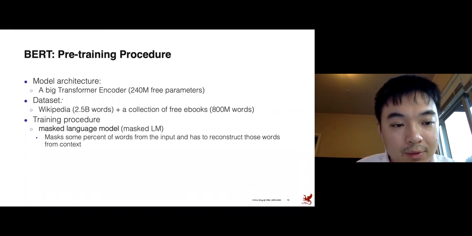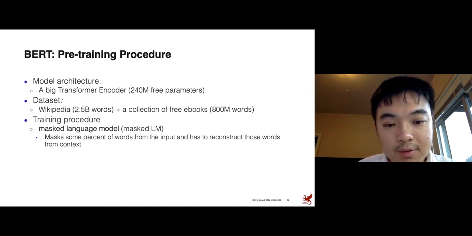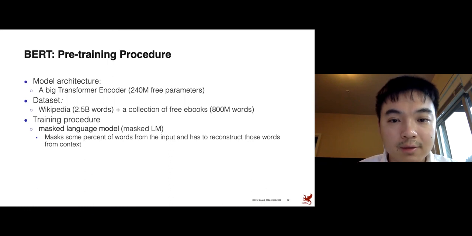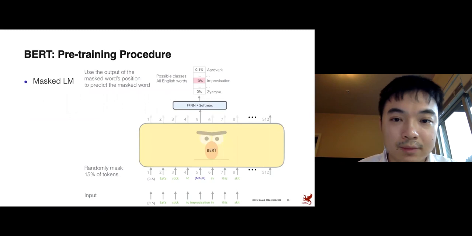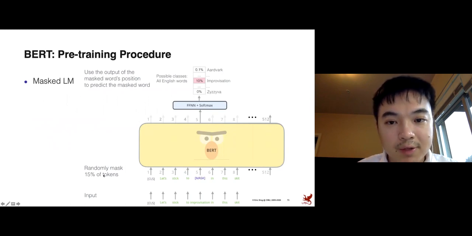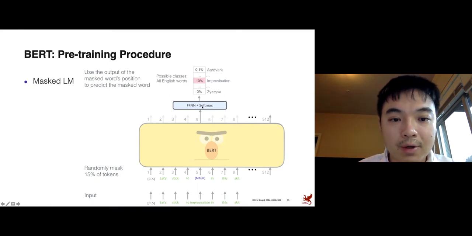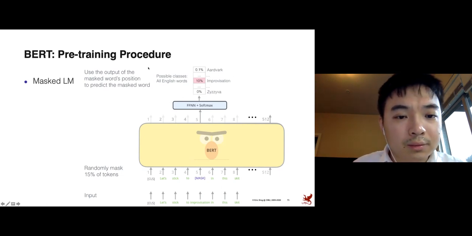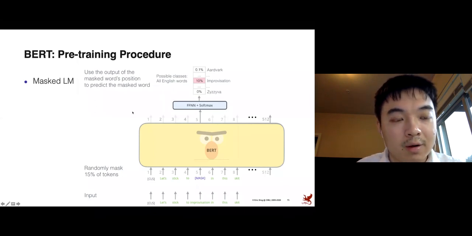The procedure is basically like this. We mask out some percent of the words from the input, and the task is to reconstruct those words from the context. Here is the diagram of this training. Given the training sentence, we randomly mask out some of the tokens, like 15% of the tokens, and replace each with the mask token, a special token. Then we want the model to reconstruct the masked-out token. This is a classification task on top of the masked token. With these features, we apply a classifier and maximize the likelihood of the ground truth token in the input. So this is the first task used to train the BERT model.